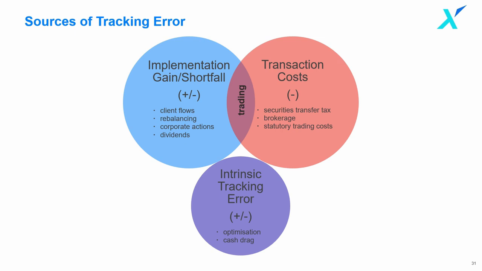So all of these things combined can contribute to tracking error. But you'll notice that the biggest sources of tracking error are not the intrinsic tracking error so much, but arise from trading effects, whether it's implementation gains or shortfalls, or the actual costs associated with trading.